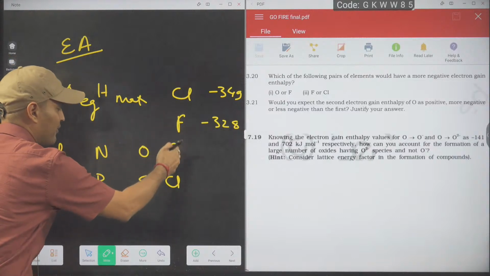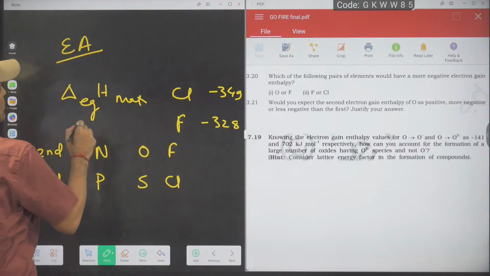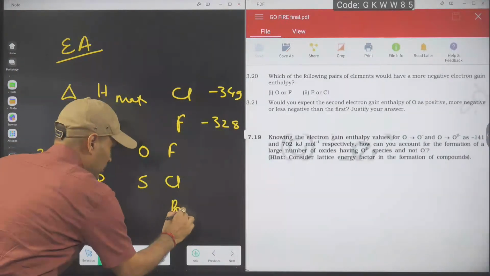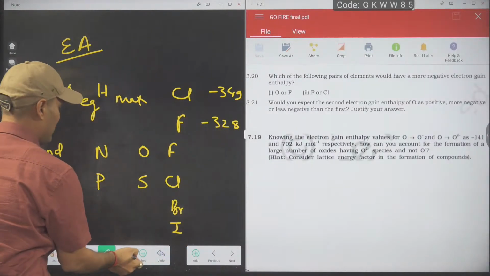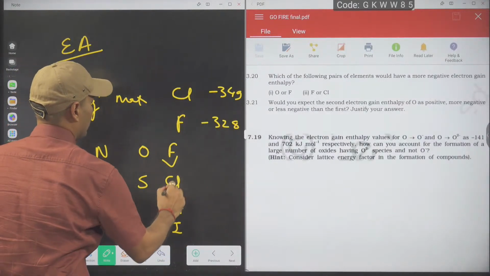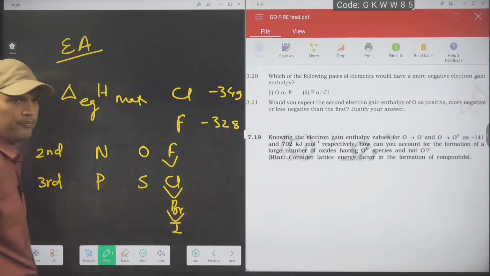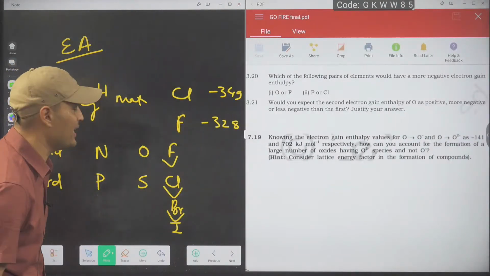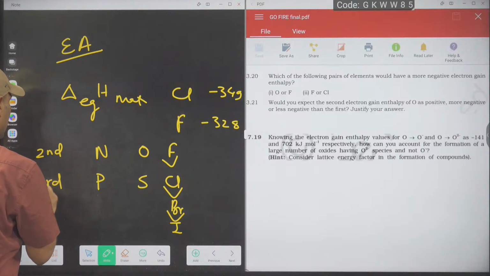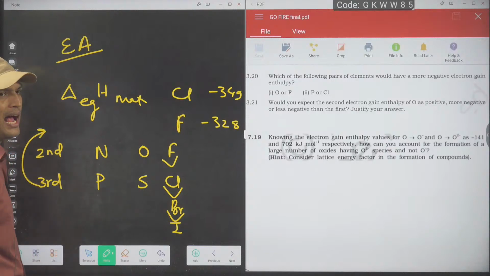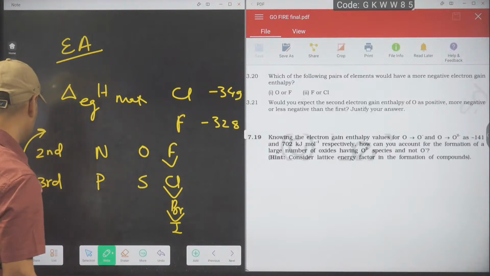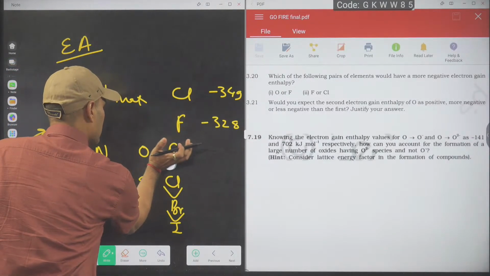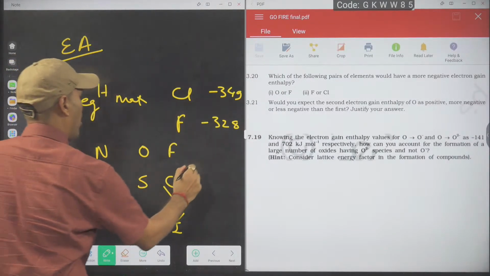Generally, electron affinity decreases down the group. Then who should be maximum? You will say, sir, fluorine should be maximum. Fluorine should be maximum, but what is the change here? The third period is more than the second period. So this order is wrong.